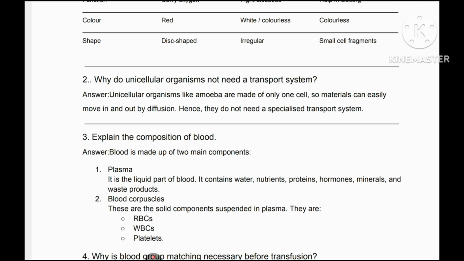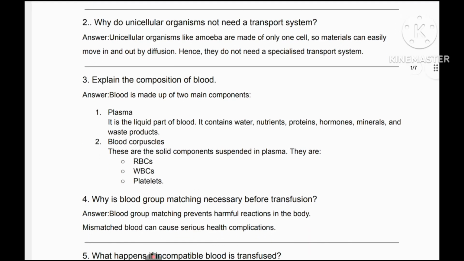Explain the composition of blood. Blood is made up of two main components. Plasma: it is the liquid part of the blood. It contains water, nutrients, proteins, hormones, minerals and waste products. Second is blood corpuscles. These are the solid components suspended in plasma. They are RBCs, WBCs, platelets.